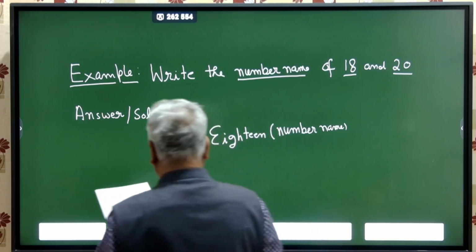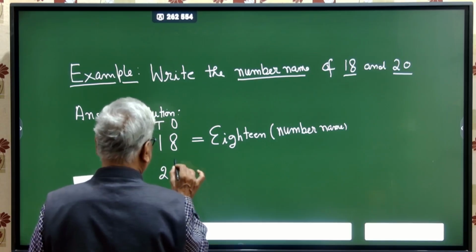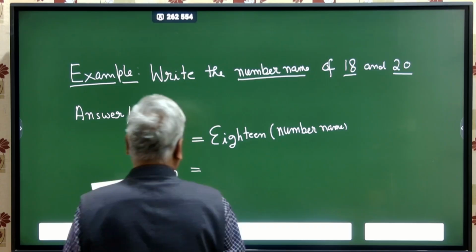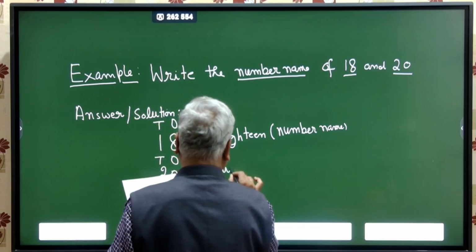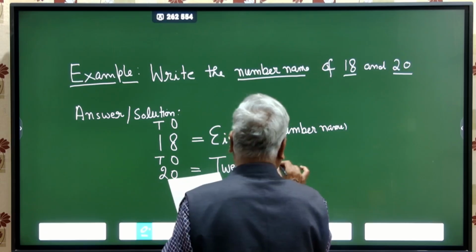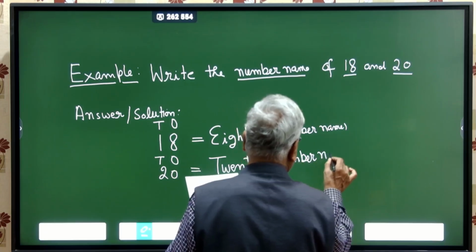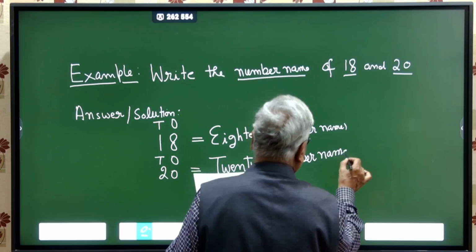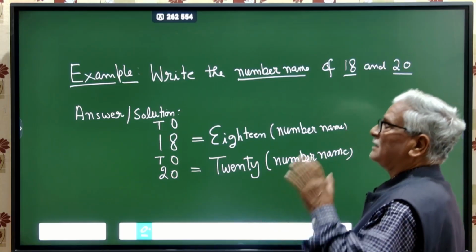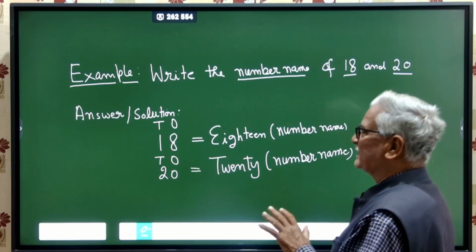Then 20. There should be space between the two numbers. 20. First is ones, second is tens. So here the number name is twenty. There is no need to write number name, numeral name, but this should be clear to the students. The number name, numeral name, natural number name are the same.